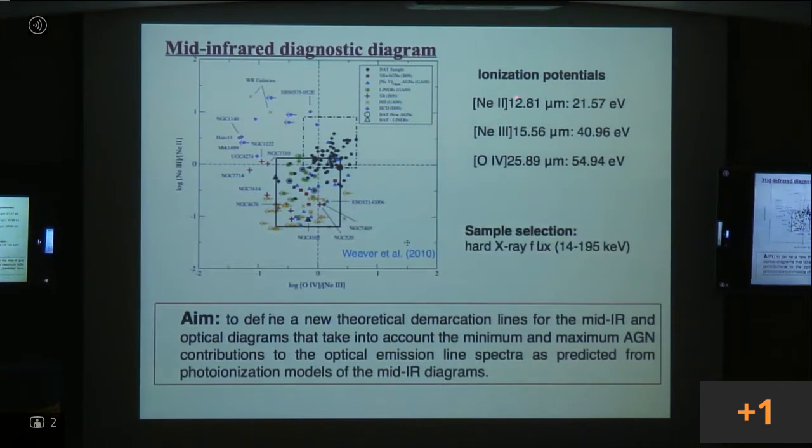Neon-2 is an emission line with a low ionization potential, typical for a starburst galaxy, while oxygen-4 is an emission line with a high ionization potential with respect to neon-2, typical for active galaxies. Neon-3 is an emission line with an intermediate ionization potential, which offers a perspective in which we can have the contribution at the same time from the AGN and starburst in the host galaxy.